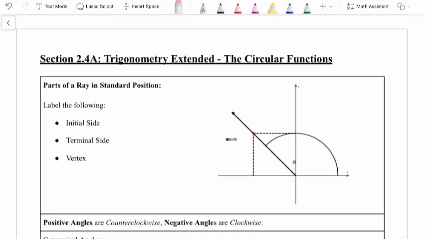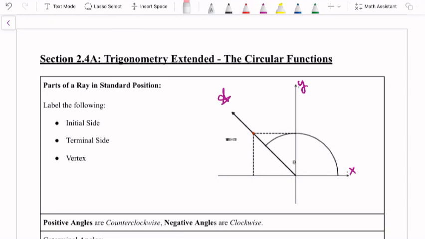So for instance, I have a coordinate plane right here. I have my x-axis and I have my y-axis. What this diagram shows is really this ray here that's forming an angle with the x-axis, okay? And I can see the arc of this angle illustrated here. Okay, so there's a couple of different vocabulary words that we need to know and have ready to go.